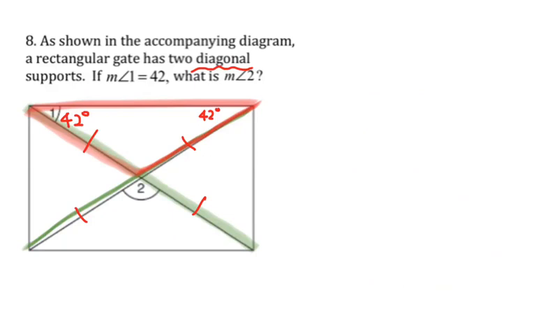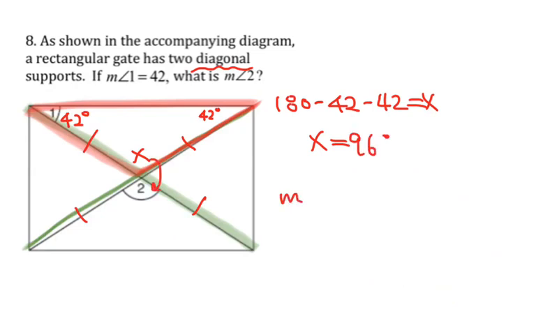That leaves us the room right over here, which is across from angle 2, which will be the same in this case also. Then we get 180 minus 42 minus 42 must be equal to x. So x equals 96 degrees, which is equal to the measure of angle 2, also 96 degrees.